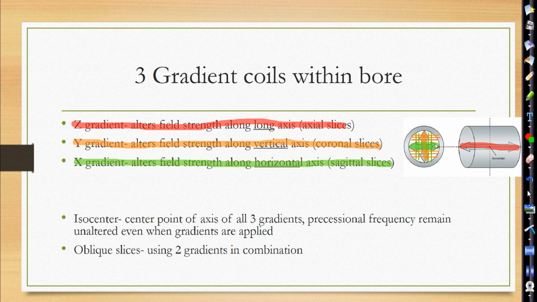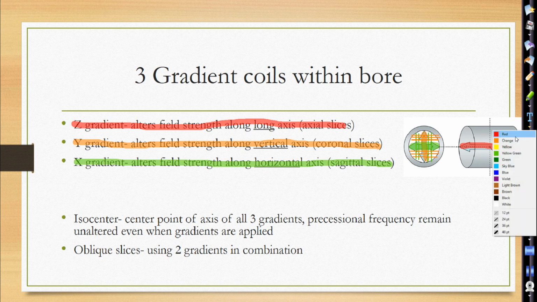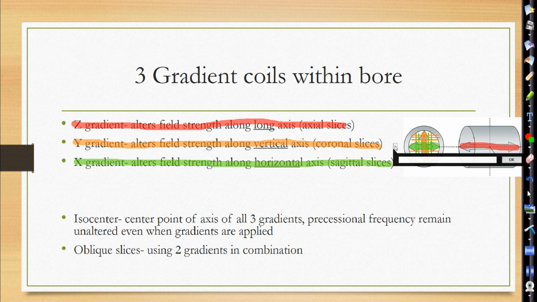Because remember, if we're looking at the patient, this is going to be the feet of the patient. They're going into the bore of the magnet. And this is going to be anterior, this is going to be posterior. This is going to be right, this is going to be left. I can write that on there. This is right. This is left. This is anterior, and this is posterior. Exactly. And then over here, this is the foot of the patient. This is the head of the patient.